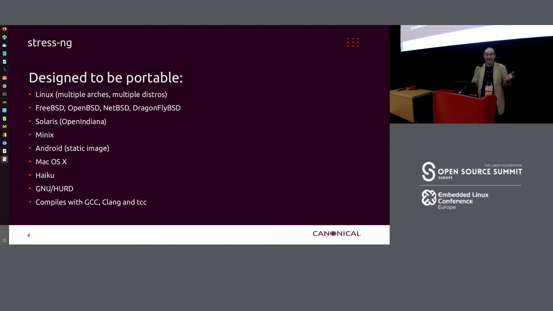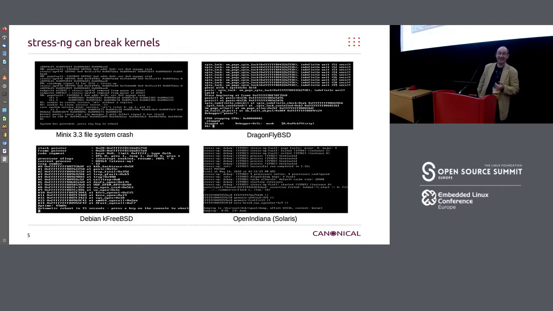So portability is great. And here's some running examples. Minix, I thought Minix was really rock solid, and then I found out it wasn't quite so. I broke the file system with that. Oops. DragonFly BSD and NetBSD. BSD kernels have been really good, actually. File bugs and they get fixed, but it is possible with very simple tests.